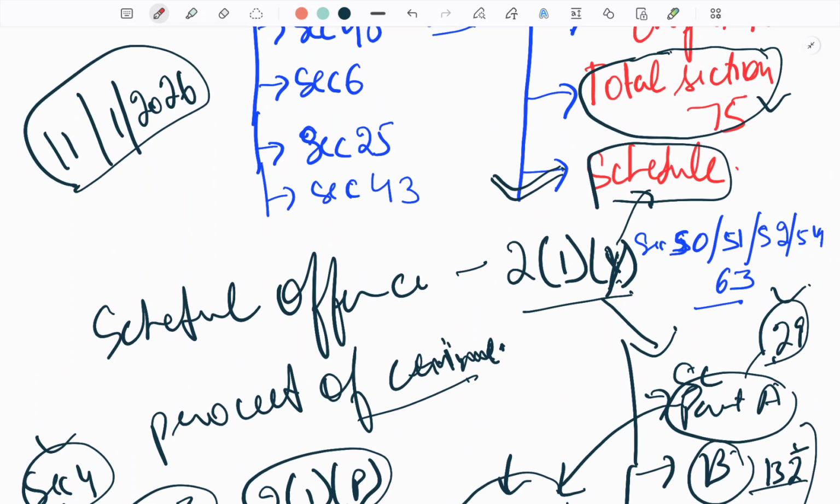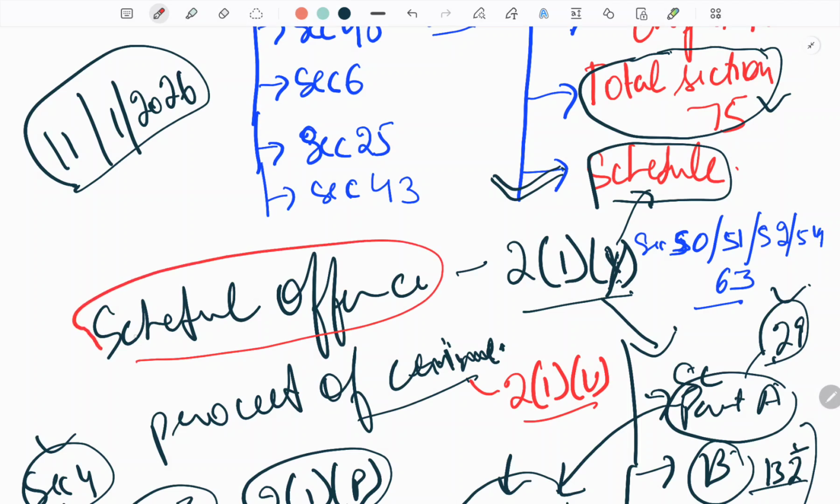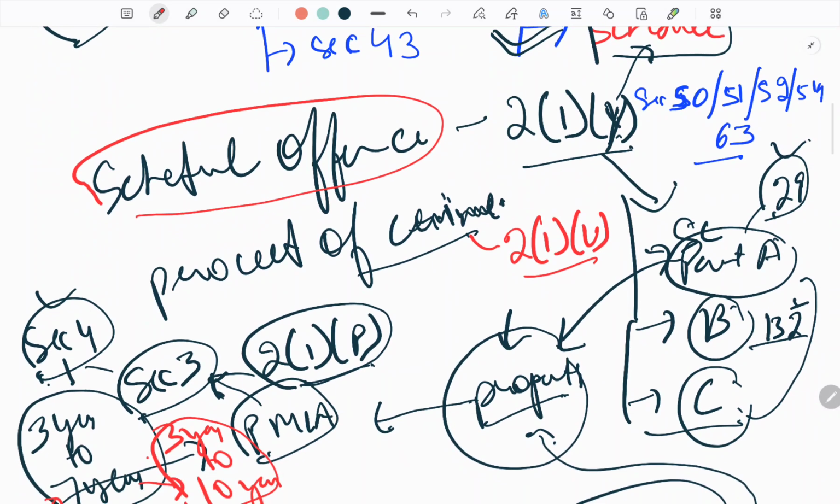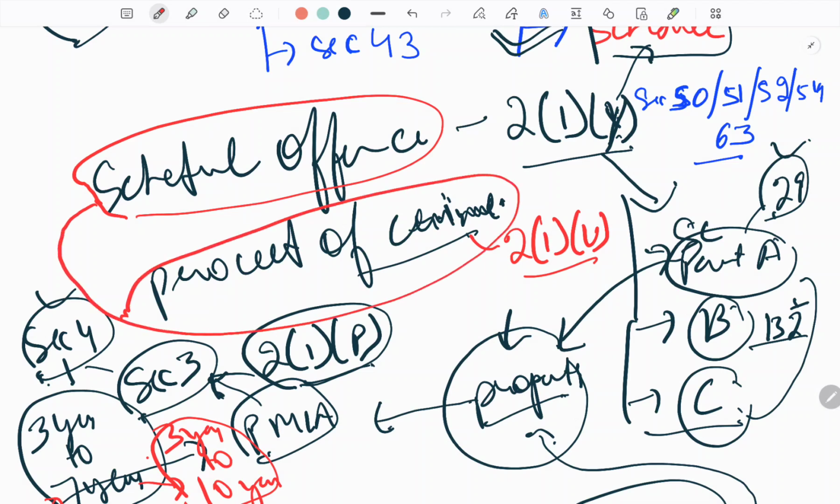Proceeds of crime means property, and it is defined under section 2(1)(u). It says property directly or indirectly derived or obtained by a person as a result of criminal activity relating to a scheduled offense. So there must be a scheduled offense, and whenever property is acquired through a scheduled offense, that property is treated as proceeds of crime under this Act. If there is proceeds of crime, then only the investigation may be initiated under PMLA.